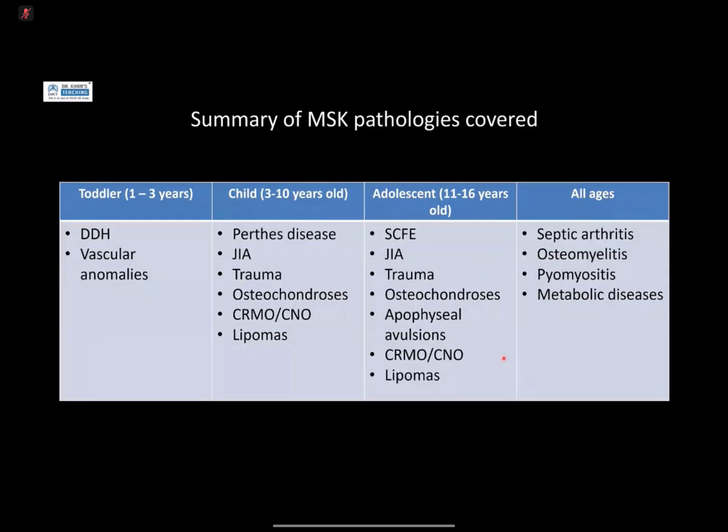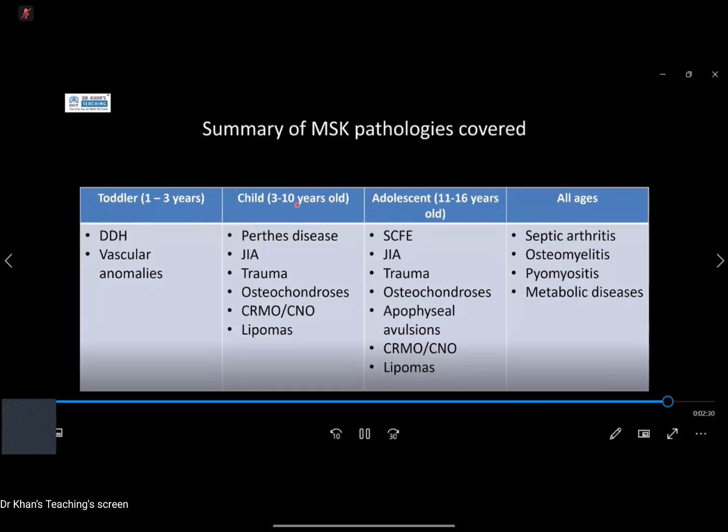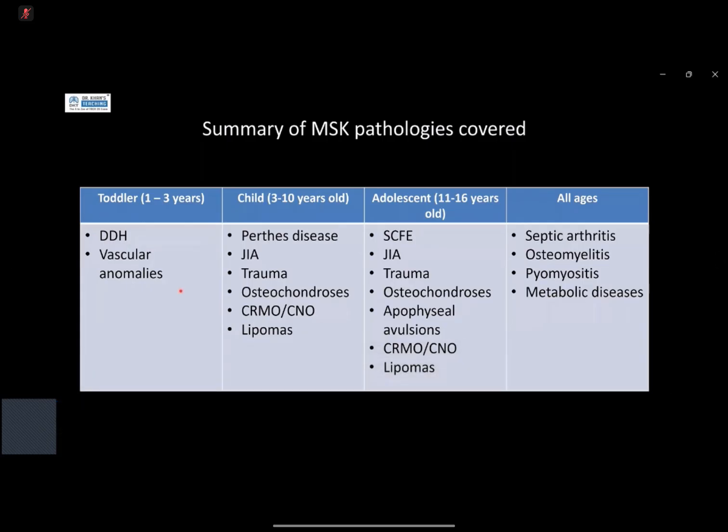So a summary of what we've covered today in the second section. I think we've covered DDH and some vascular anomalies. Just remember, it's the age. In toddlers, we didn't cover transient synovitis, but essentially it just looks like a joint effusion, often diagnosed on ultrasound. But ultrasound cannot tell you whether it's infective or reactive synovitis, so often you need clinical features to support whether it's transient synovitis or septic arthritis.